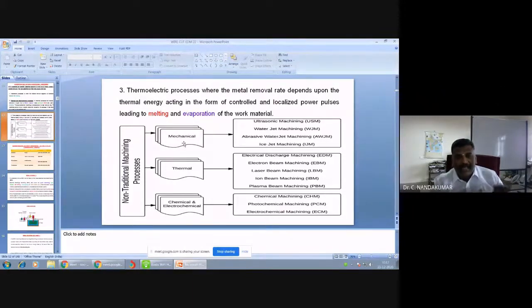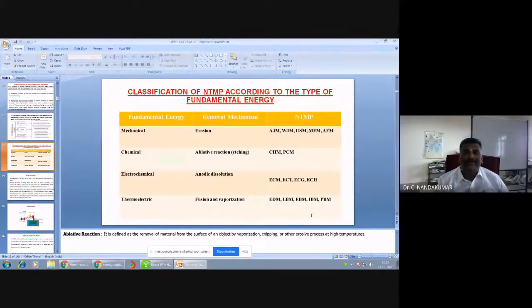Here I classified non-traditional machining into three categories: mechanical, thermal, and chemical and electrochemical. The mechanical category is divided into four: ultrasonic machining, water jet machining, abrasive water jet machining, and ice jet machining. Thermal is divided into five: electric discharge machining, electron beam machining, laser beam machining, ion beam machining, and plasma machining. Chemical and electrochemical includes chemical machining, photochemical machining, and electrochemical machining.